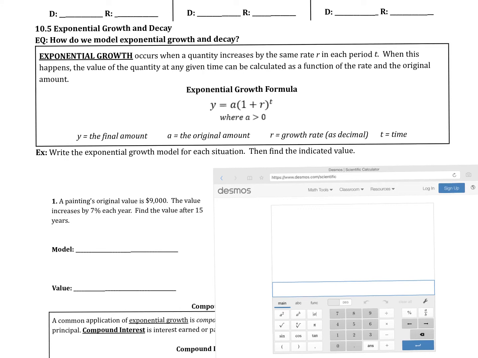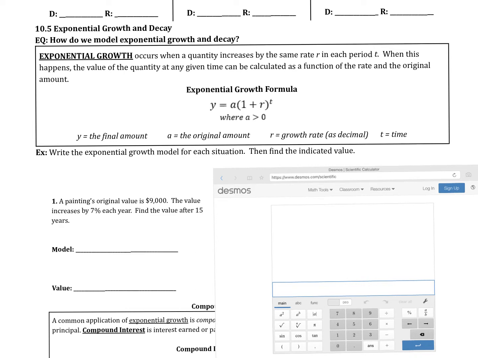Okay, 10.5 is about modeling exponential growth and decay. We spent some time graphing and looking at exponential functions earlier, and now what we're going to do is apply what we know about an exponential function to a real life applicative situation. And we're going to look at different ways that these types of functions actually exist in the world.